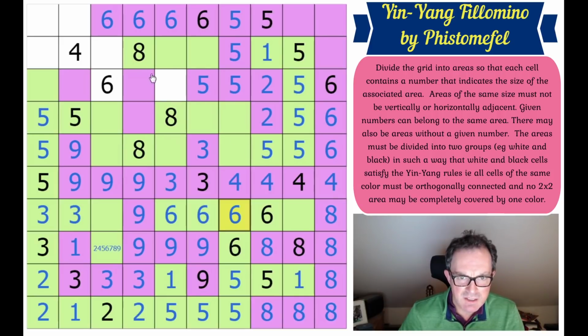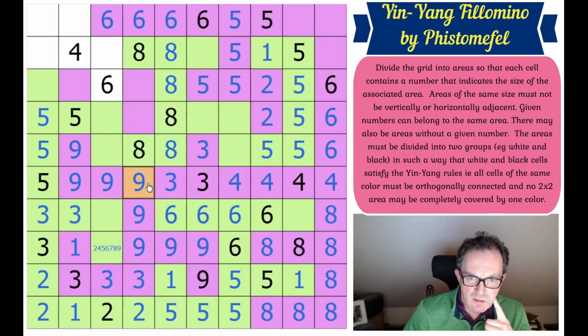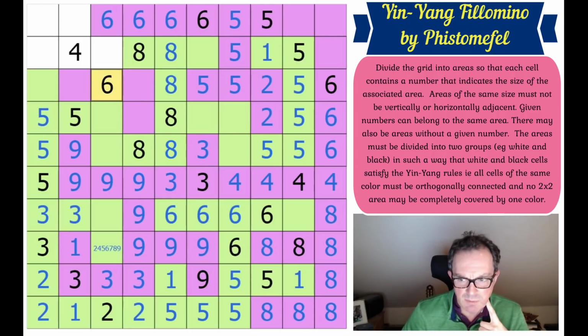These 8s had to connect, didn't they? They can't connect through that 6, so that must be green. All of these have to be 8s. This is absolutely terrifying. Right, sorry. Let me just... Now this purple hasn't got out, so that's purple.